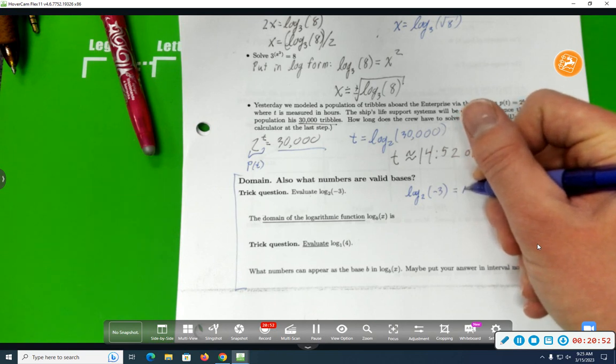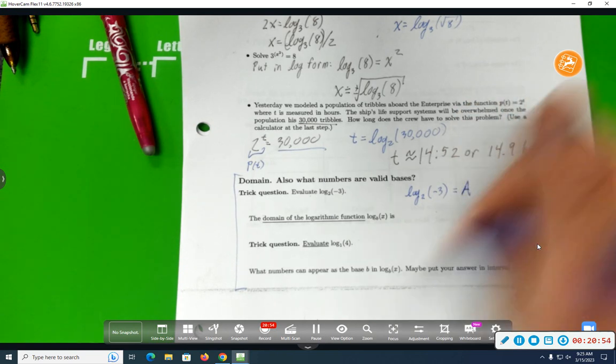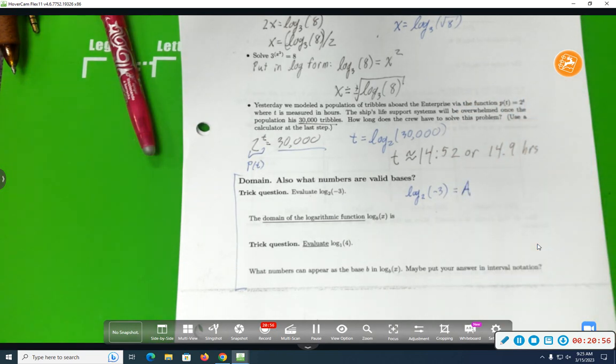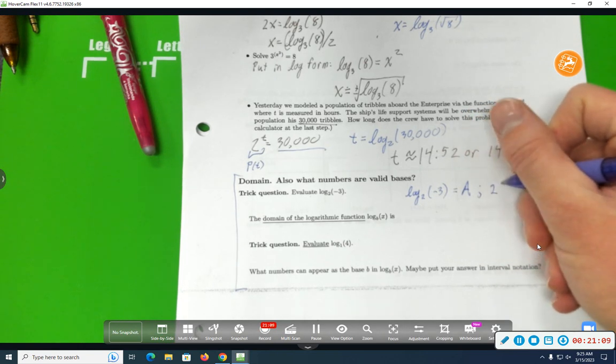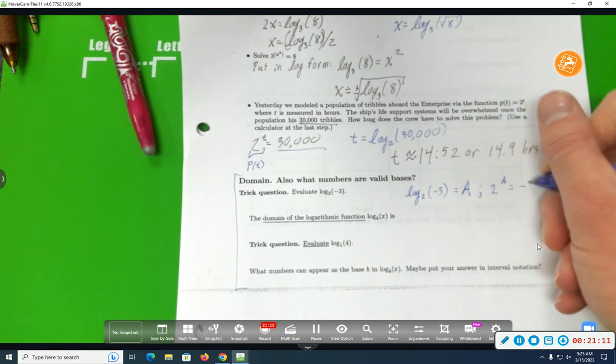let's give it a name. Let's call it A for answer. Does that look like an equation that we could rewrite now in exponential form? I think so. The base would be 2. So this would mean we want to know when is 2 to the A equal to negative 3.